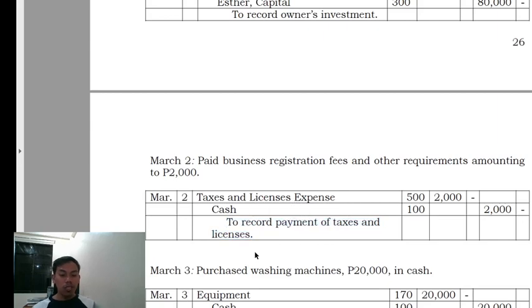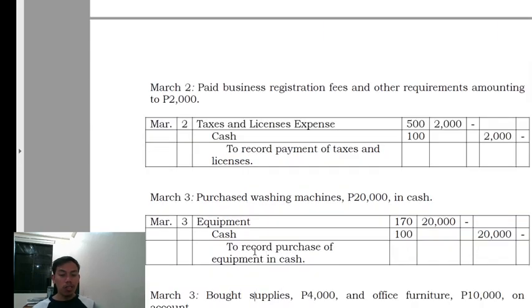Purchase washing machines, 20,000 in cash. So, in that case, bumili tayo ng equipment. The washing machine is an equipment. Kung nadagdagan ang asset, debit kasi siya. What if, di ba nagbayad tayo ng cash? So, nabawasan din ang ating asset na cash. So, credit to cash. And what are we recording? To record purchase of equipment in cash. So, wag niyong kalimutan yung date niya, yung proper amounts niya.